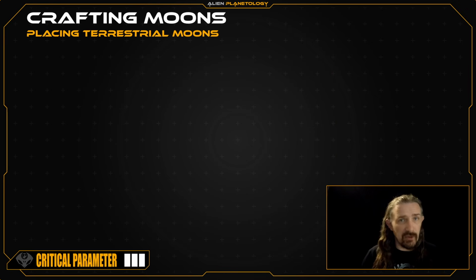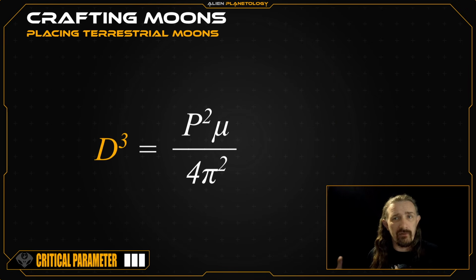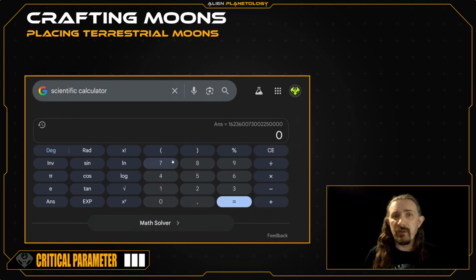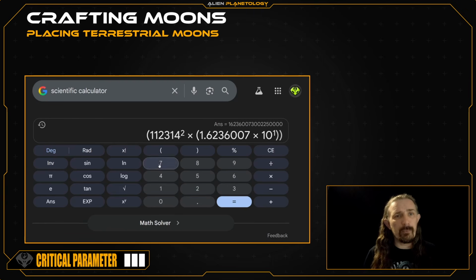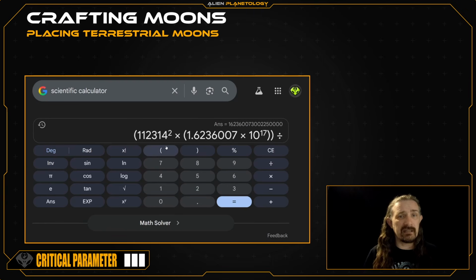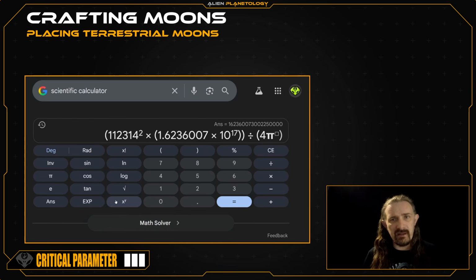Now that we have that, we can use this equation, which relates the cube of the orbital distance to the desired period squared multiplied by the standard gravitational parameter divided by 4 pi squared. In the calculator, we start by opening parentheses and entering the orbital period we want our moon to have in seconds, and then raise it to a power of 2. Then multiply by the moon's standard gravitational parameter before closing the parentheses and dividing. Open another parentheses and enter 4 pi and raise it to the power of 2. Then close the parentheses. Your equation should look something like this.